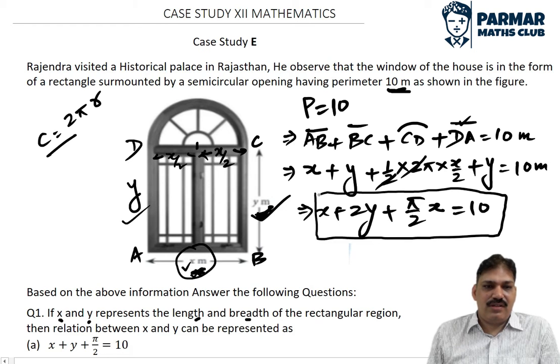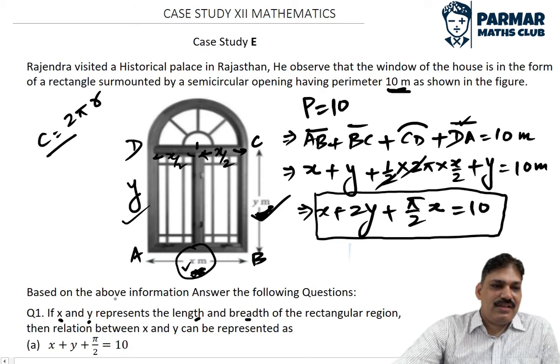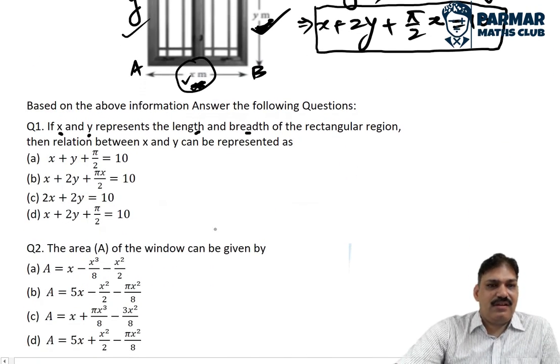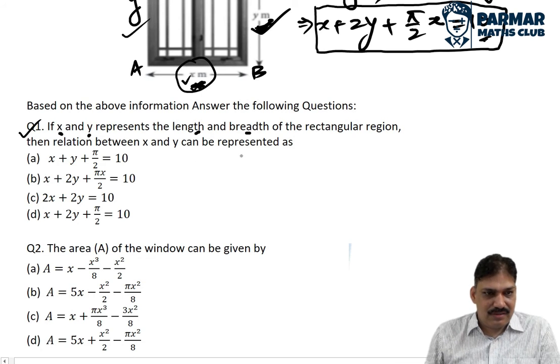So here we have got the relation between x and y. If x and y represent the length and breadth of the rectangular region, what will be the relation? The right hand side here is 10. So here also, as in all the questions, we have 10 = x + 2y + (pi/2)x. Yes, this is the correct answer.